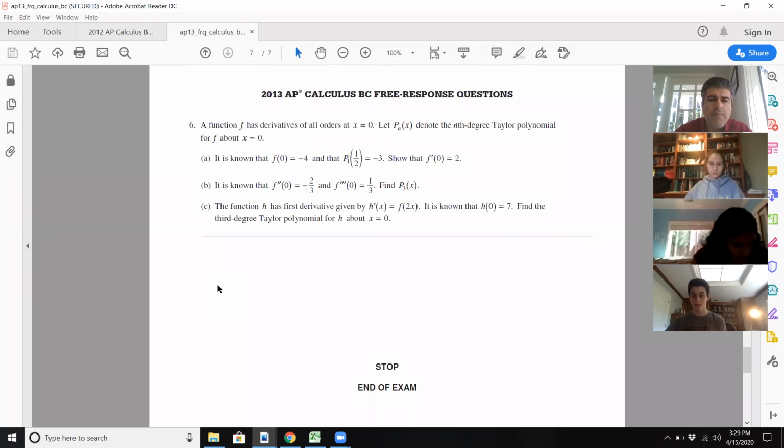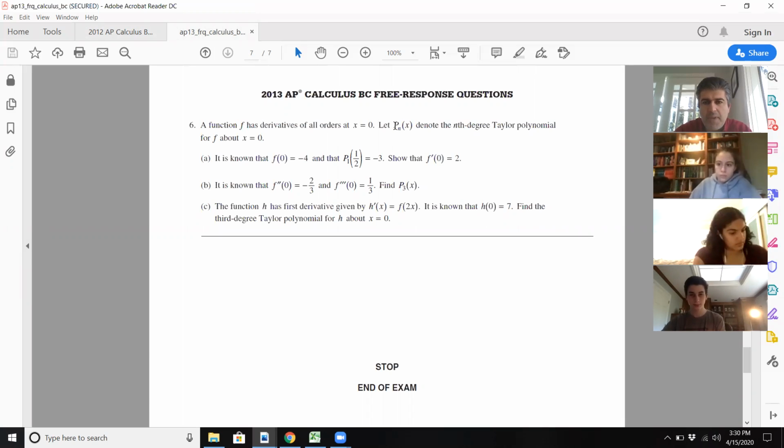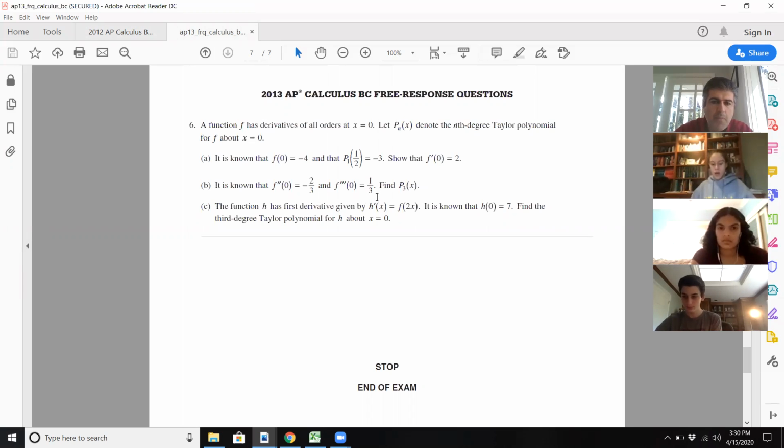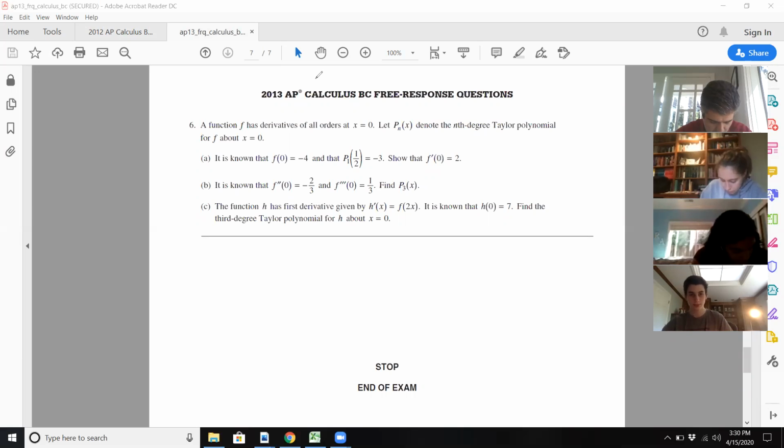Okay, so now they're using what they call P sub n of x, whatever. It's centered at x equals 0, fine. They do give you the derivative, so you kind of know how to work with that. But again, what you're trying to do here, if you want a third degree, you're going to have to generate 4 terms for this one. Yeah, we're generating 4 terms. That's right.